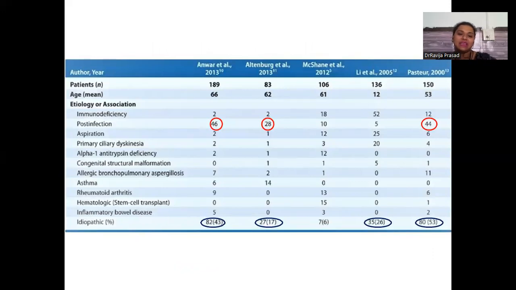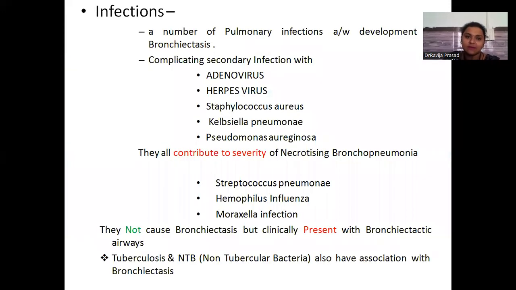Now you can see this graph, which shows the comparison between the patient's age and the etiological factors which can lead to bronchiectasis. It shows the number of patients, the age, and how much the patients are affected due to bronchiectasis, and the etiological conditions in which patients are more affected, like immunodeficiency, post-infection, aspiration, primary ciliary dyskinesia, alpha-1 antitrypsin deficiency, congenital structural malformation, allergic bronchopulmonary aspergillosis, asthma, rheumatoid arthritis, hematological stem cell transplantation, inflammatory bowel disease, idiopathic.